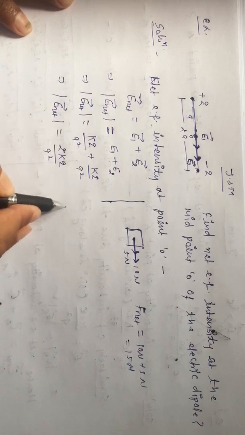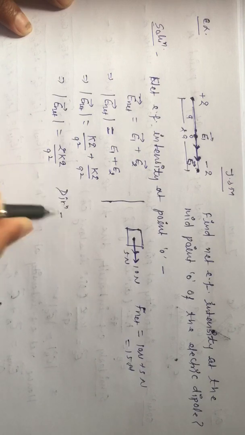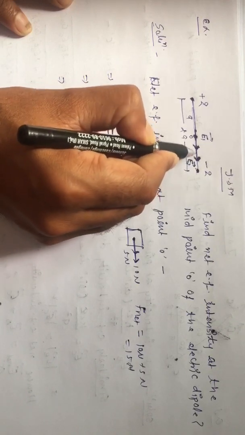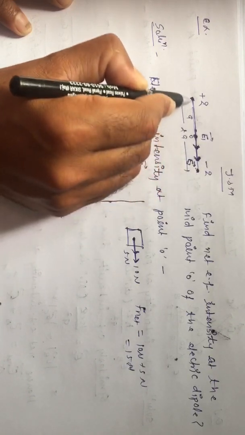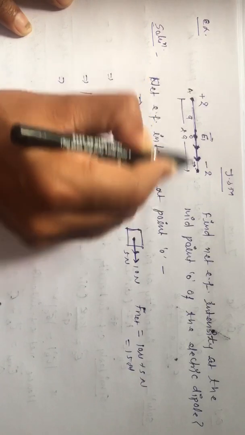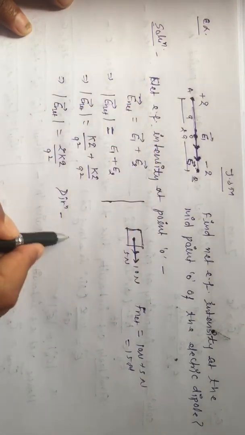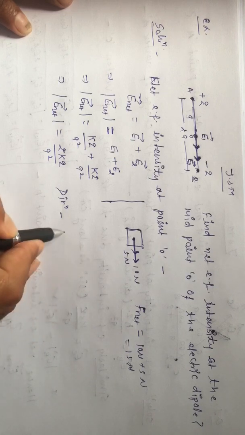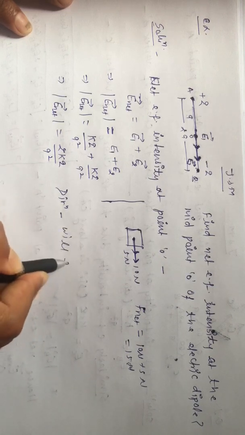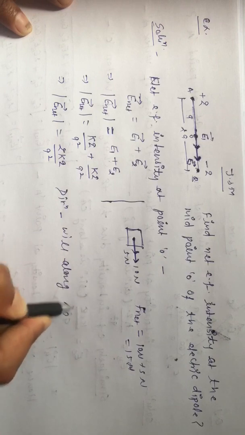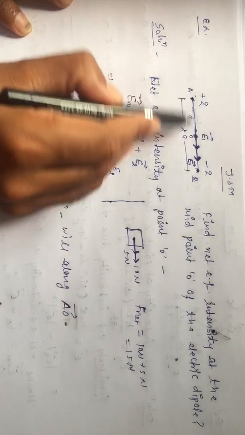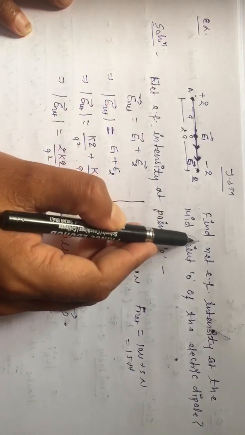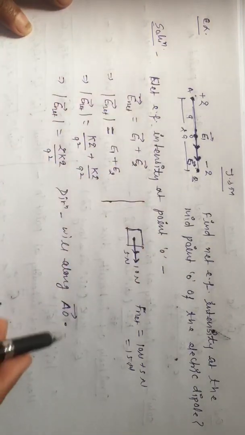And what about the direction? E1 and E2 are both in the same direction, so their vector addition is also in this direction. Suppose this point is A and this point is B, so the direction at point O will be along the AO vector, yes or no? You can write OB vector, or the AB vector, along the direction A to B. That is your method.